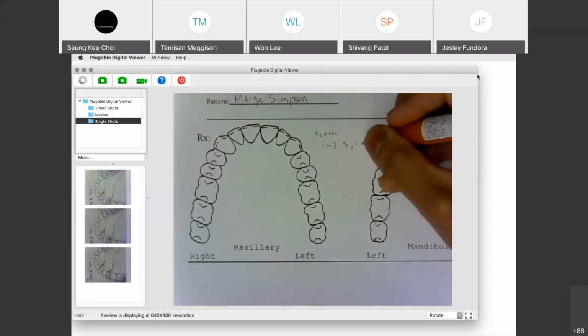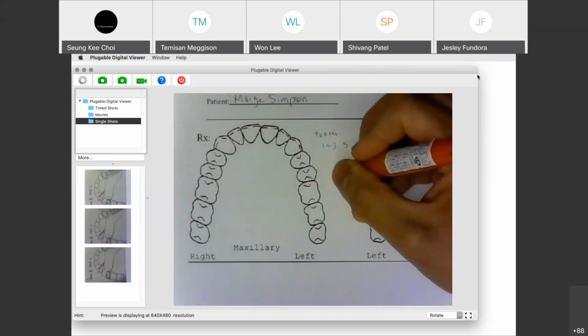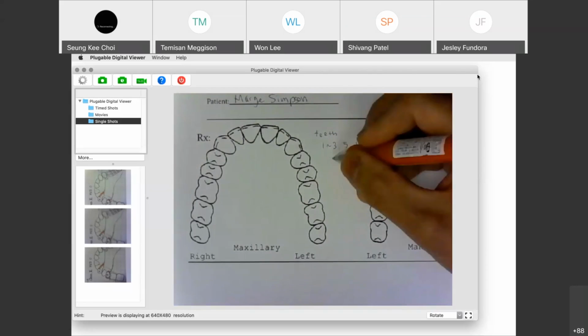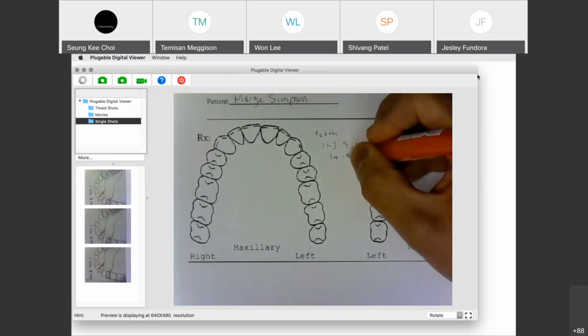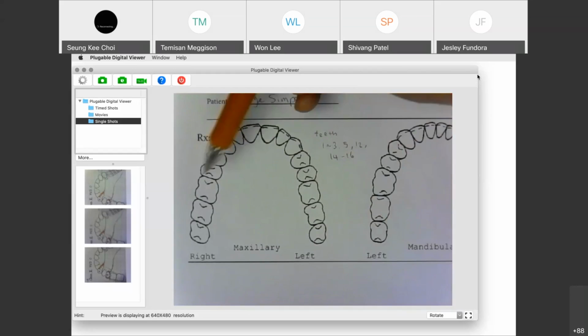And here comes 12. This is what happens to me too. I'm still making up a lot of lecture stuff, but 14 through 16. Okay, so let's just make sure. 1, 2, 3 is missing, 5 is missing, right across the street. 12 is missing, 14 through 16 is missing. Okay, so far so good.